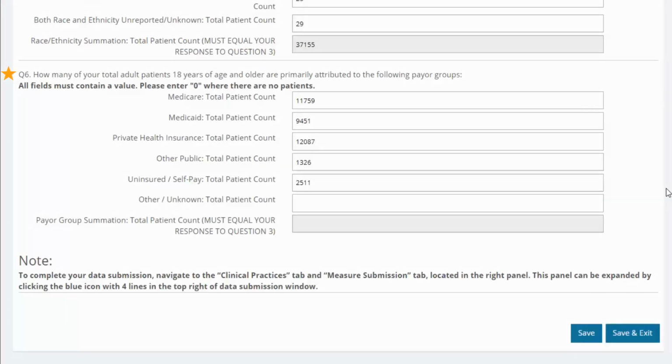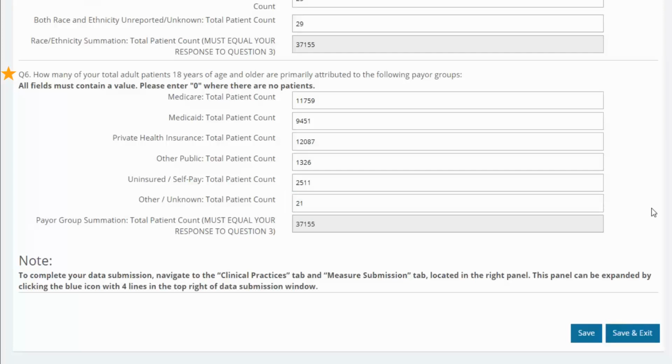For question 6, take your total adult patient population given in question 3 and break it down by the patient's primary payer. Not sure which group is considered your patient's primary payer? Use the guidance on the last page of the data collection worksheet for questions. Here's the data that I have for providers and payers. If you're still not sure on some patients' payer groups, put them into the other unknown category.